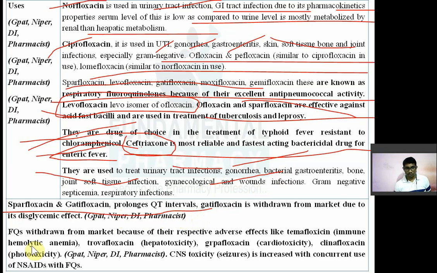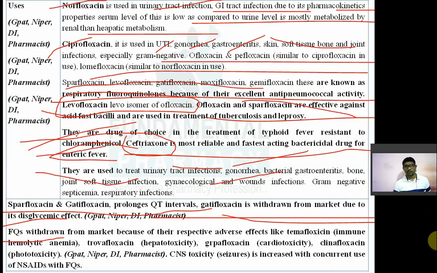Gatifloxacin is mostly used for the topical. Okay, gatifloxacin is withdrawn from market due to glycemic effect. इसके ऊपर क्वेश्चन आ चुका है. Glycemic effect मतलब क्या? So sometimes it will increase the blood sugar. Gatifloxacin is withdrawn from market due to this glycemic effect. Fluoroquinolones withdrawn from market because of their respective adverse effect.